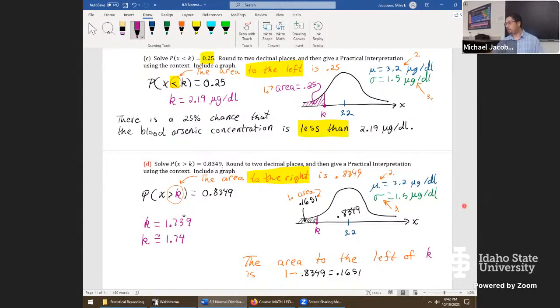Now that we have that value, we look at the graph, and yeah, that's very plausible. It's far to the left of 3.2, and there is not very much probability to the left. So it should have been even further than this K was at 2.19. So that should be our value right here.